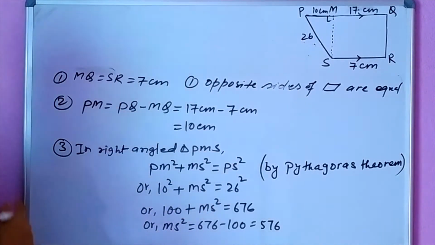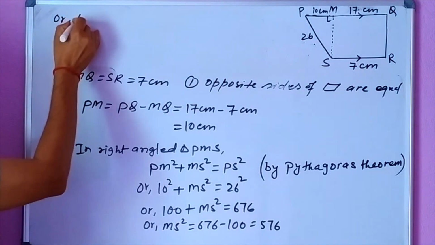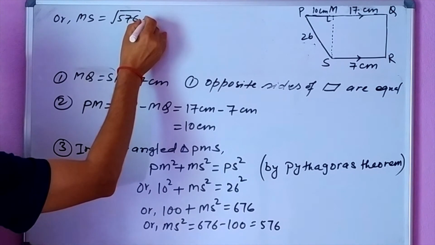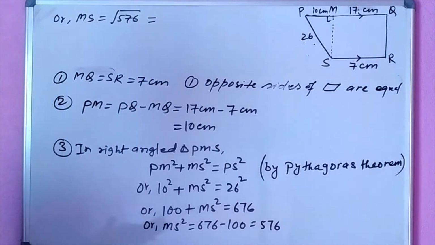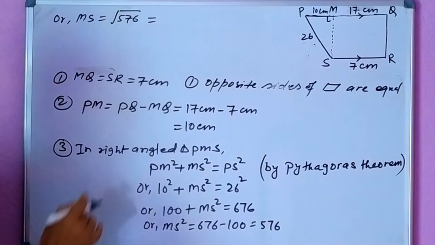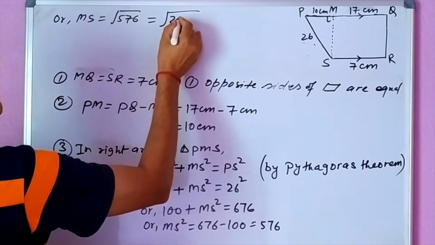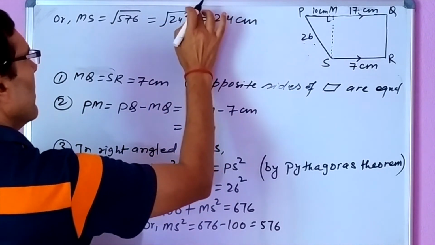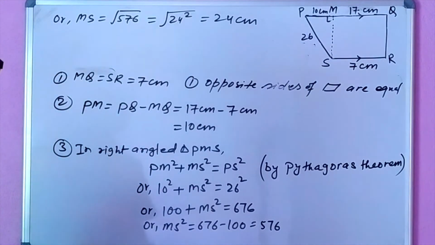So what is the value of MS here? Square root of 576. Which number squared is 576? It is 24 square. Therefore, we get MS equal to 24. That is the height of the trapezium.